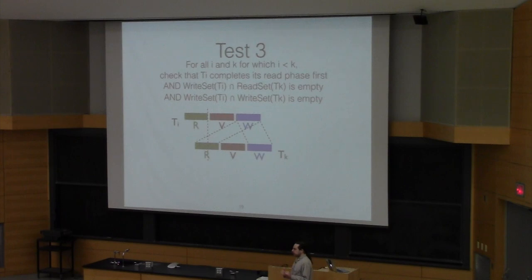Okay, well, what do you mean by checking the timestamps? Well, here we only have sets, right? We have a set of objects that transaction I read from. We have a set of objects that transaction K read from, and we have a set of objects that transaction I wrote to. We don't have timestamps on the individual objects. Although that's a nice observation. I will get to it in a couple of slides.